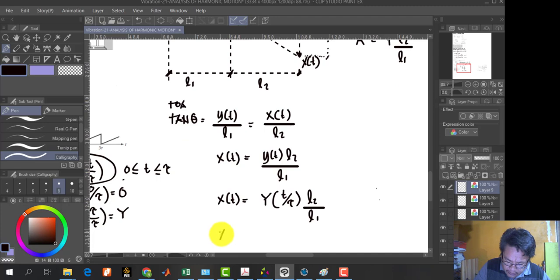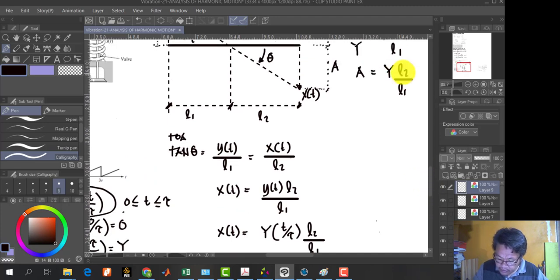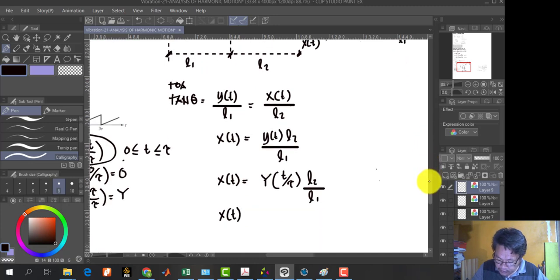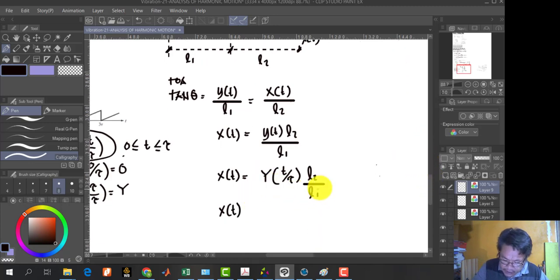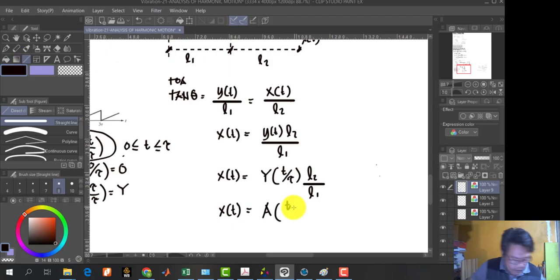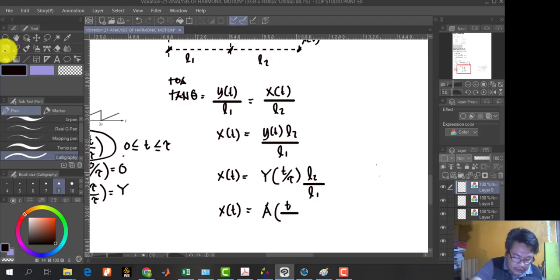So, we have x, a function of time. The value of this, the L sub 1 and L sub 2, I can say these are equal to y and y. So I can say that x, a function of time, this will become my a, times t, all over my period. So we can see that it looks like this.